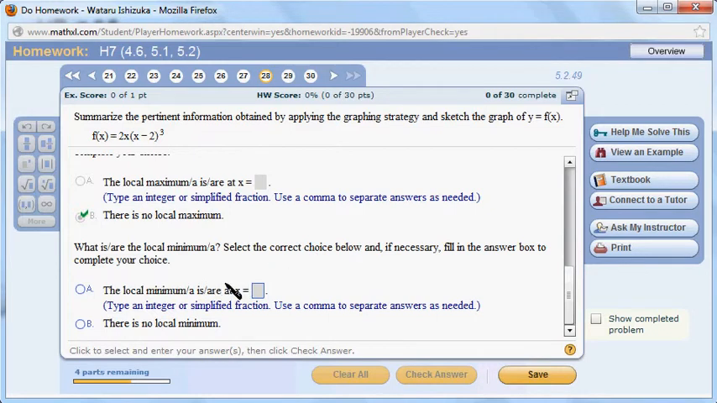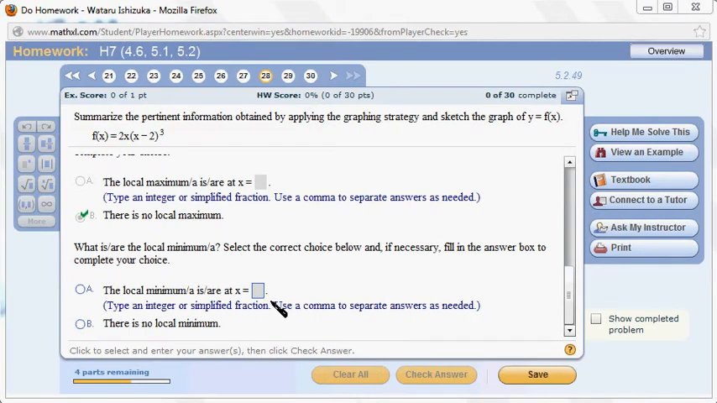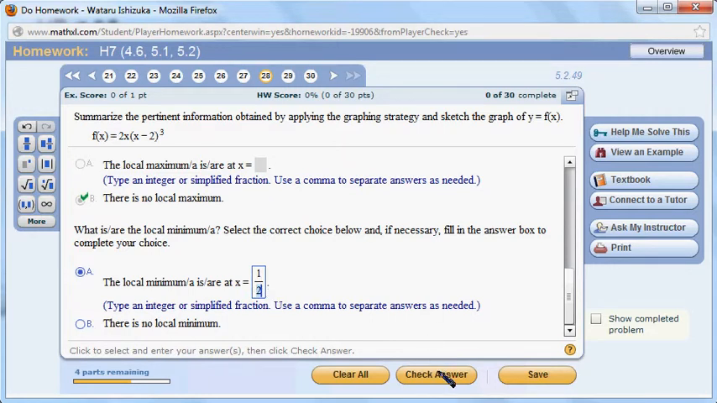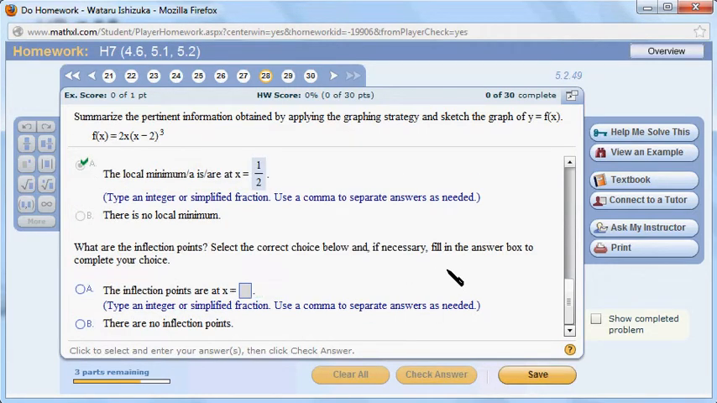All right, so next one, local minimum. So we know that the local minimum occurs at x equals. All right, so we did that, so go back there. Looks like the local minimum occurs at x equals 1/2. So let's type that in. All right, so x equals 1/2. All right, so let's check the answer. All right, got that.